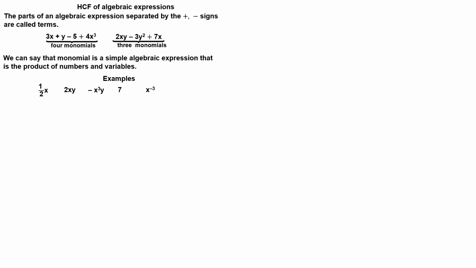x to the power of minus 3 is not a monomial. x to the power of 1/2 is not a monomial. These two expressions are not monomials.